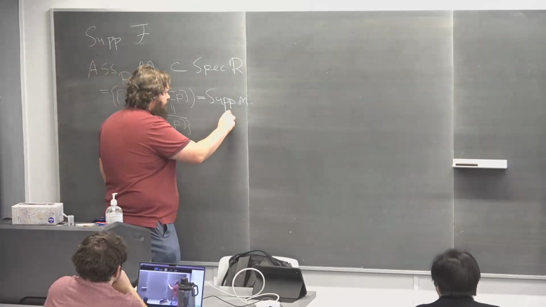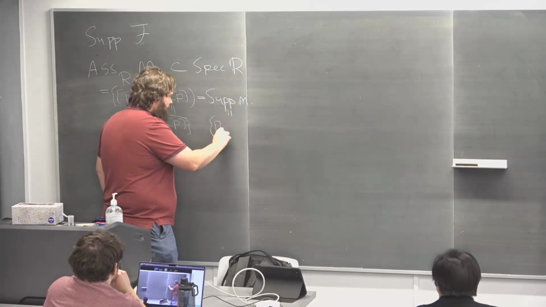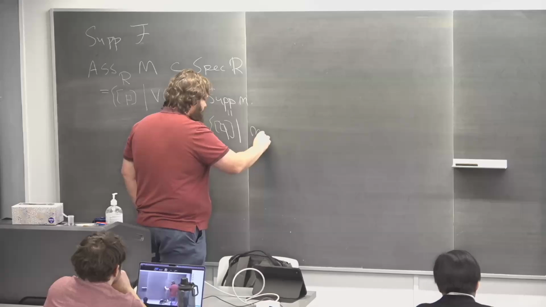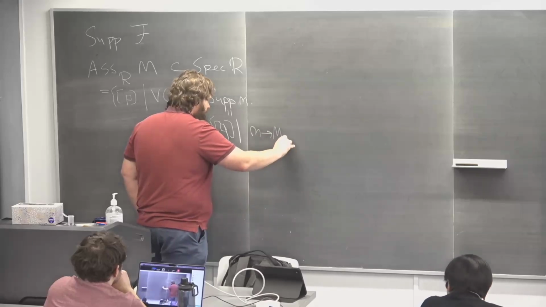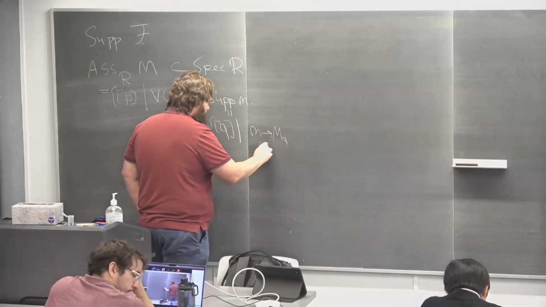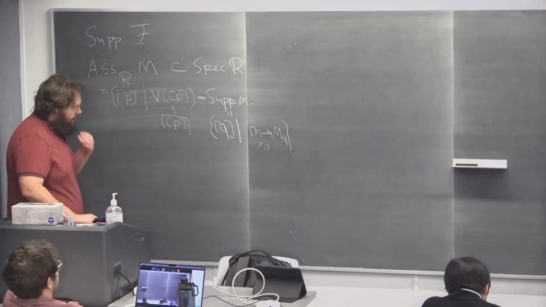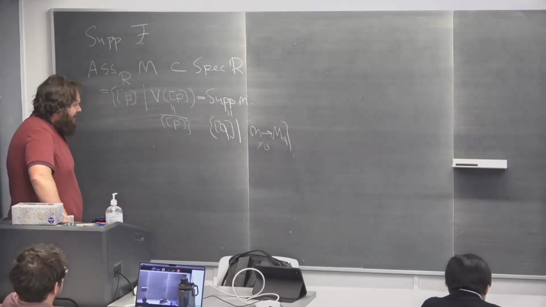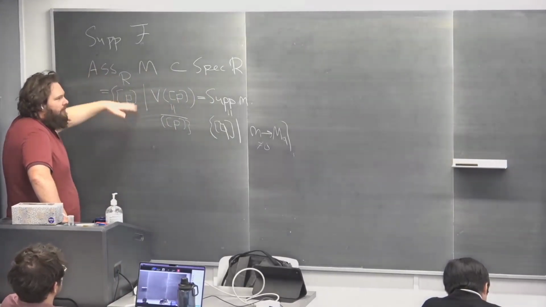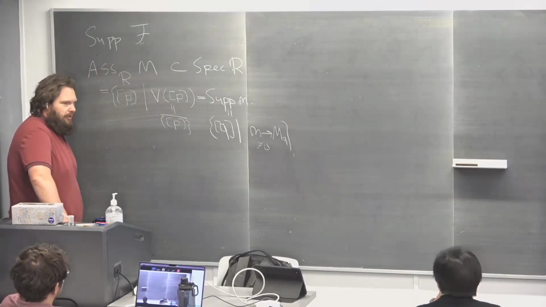This is the set of primes such that the image of M in the localization at this prime is not equal to 0. So you'll note all of these notions could be turned into algebraic geometry.